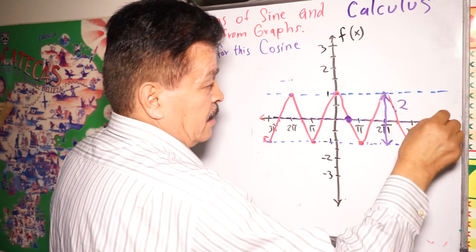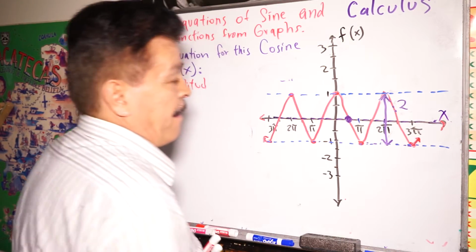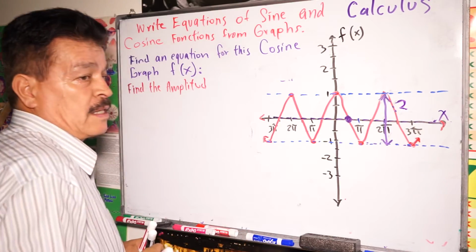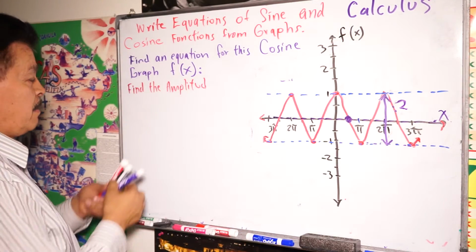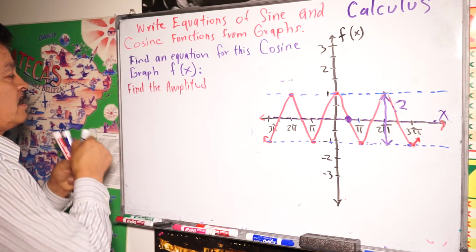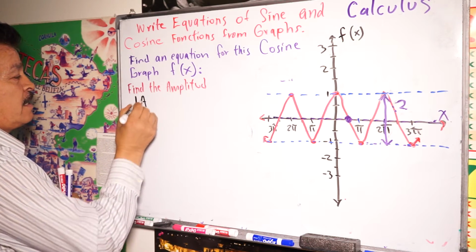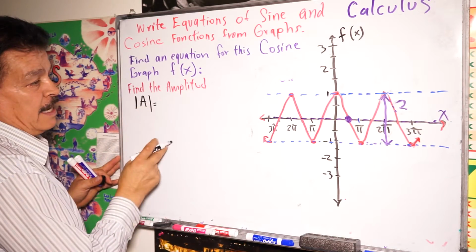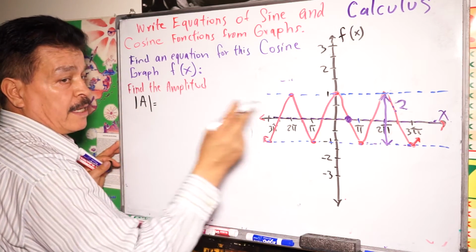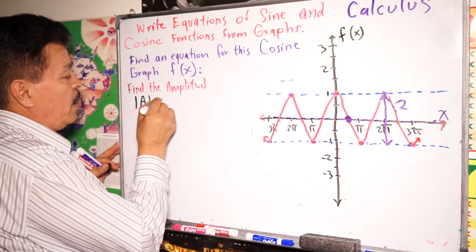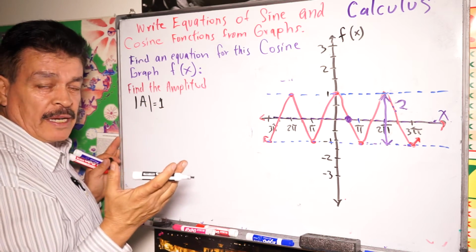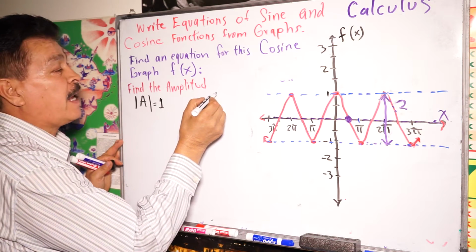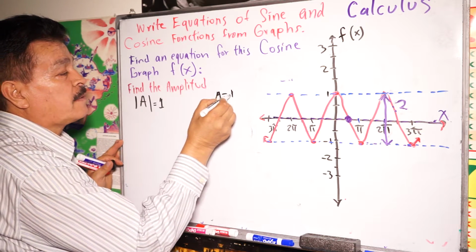So this is x. The vertical distance is 2. So how do we represent the amplitude? The amplitude is A. In this case, A equals 1. This means it could be written positive or negative 1. In this case, leave it as A equals 1, right?